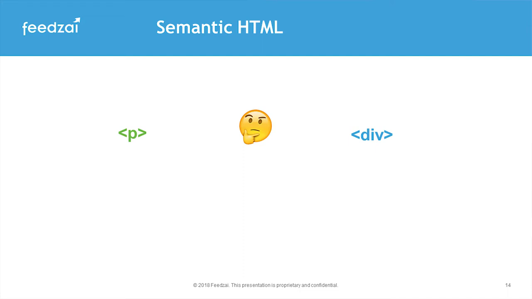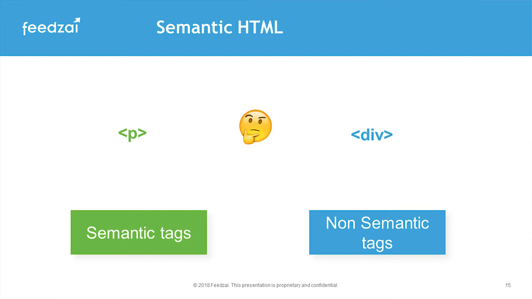Okay, so the question is, do these two elements have the same meaning? And of course the answer is no, they don't. We can classify HTML elements into different categories. Basically, we have semantic tags, where elements like the paragraph element belong, and non-semantic tags, which are basically HTML tags like the div one.